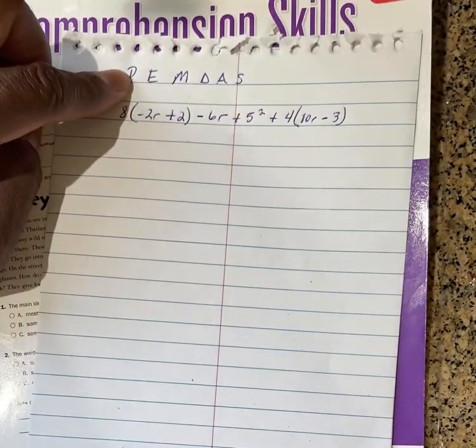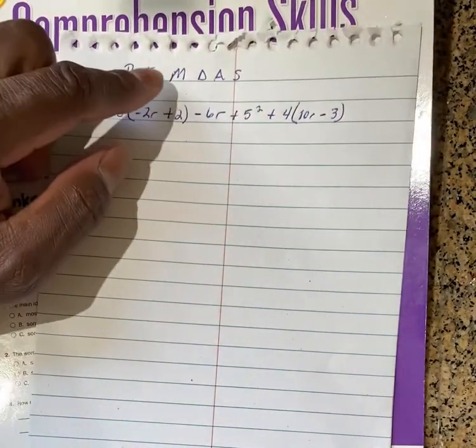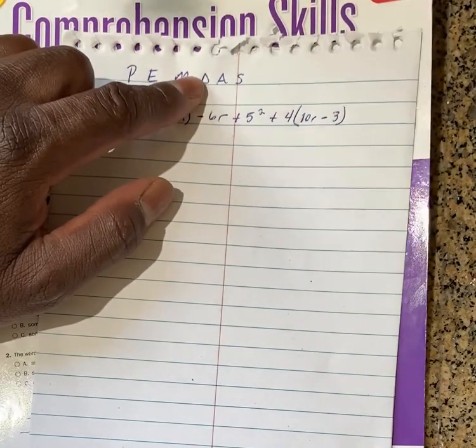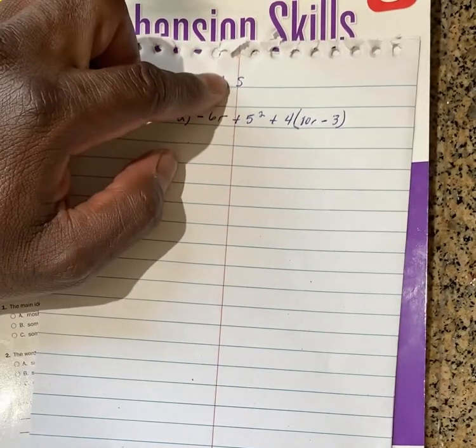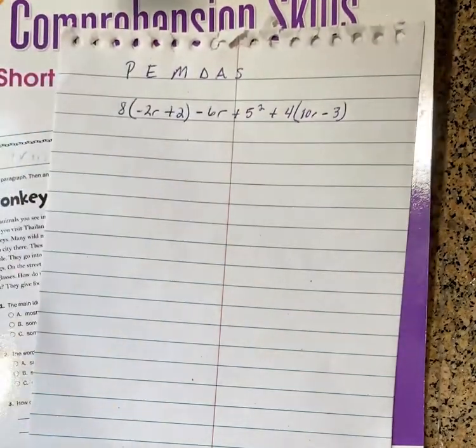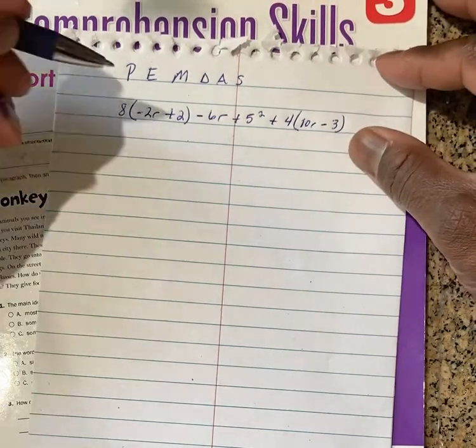That's parentheses, exponents. These are parentheses. My, that's for multiplication. Dear, that's for division. Aunt is for adding. And S is for subtraction. So the first thing you want to handle when you do this problem is parentheses.